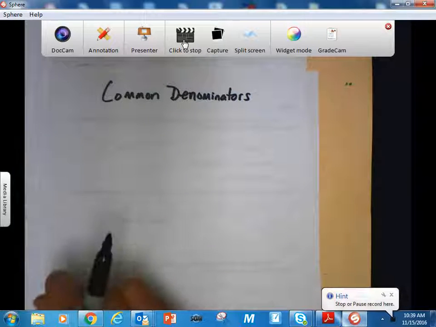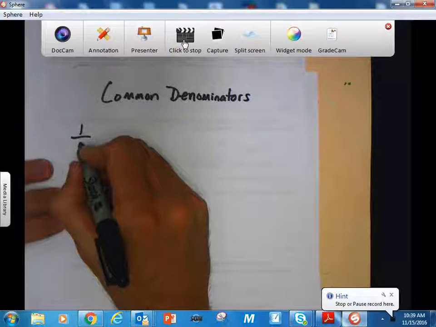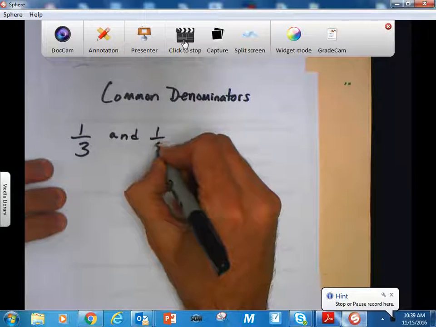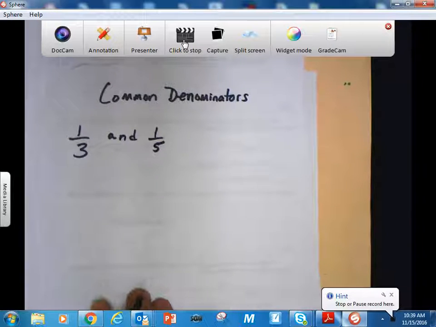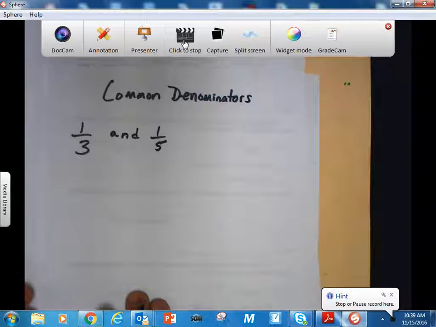Going to look at finding a common denominator. If I have two fractions, 1/3 and 1/5, I want to try to find a common denominator to be able to either add or subtract these two fractions. We've practiced a couple of different strategies.